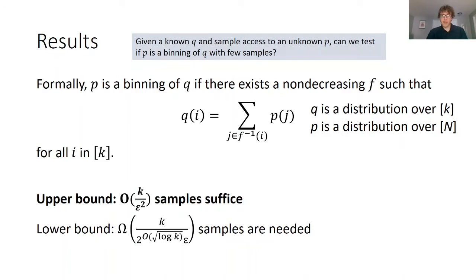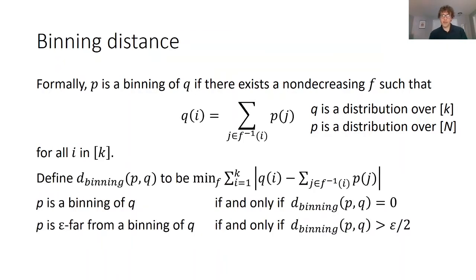So to get a little bit of a handle on what it would mean to be far from binding here, we'll define this binding distance to be essentially the smallest possible absolute error we could see if we try to do some sort of binding. If P really is a binding of Q, then the binding distance is going to be 0. And if P is epsilon far from every binding of Q, then the binding distance is at least epsilon over 2.